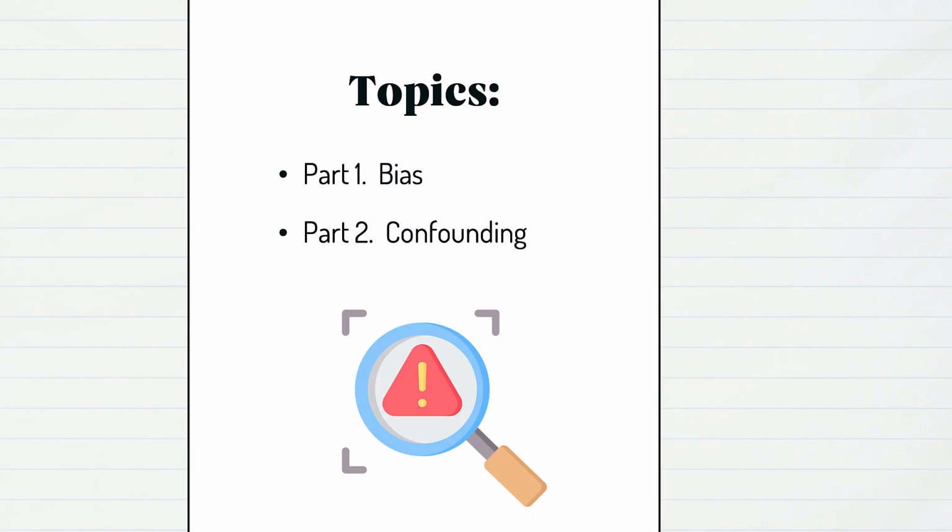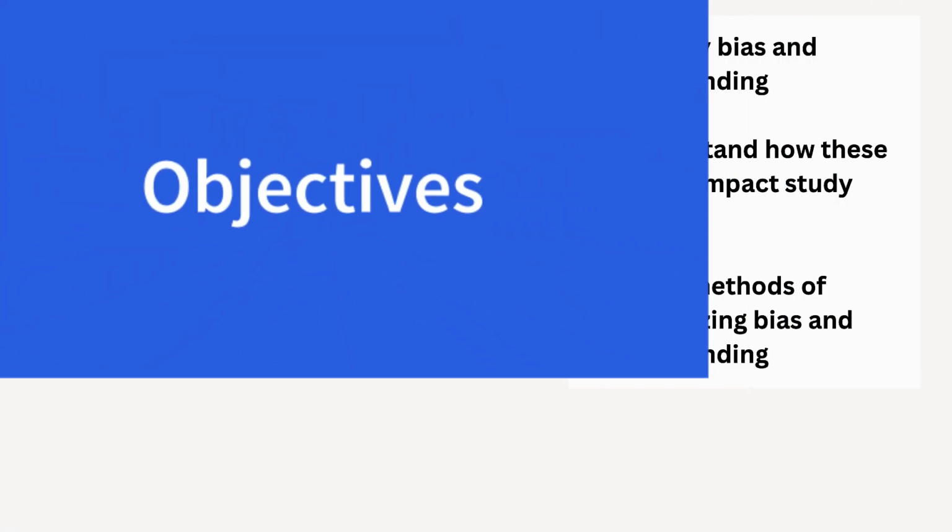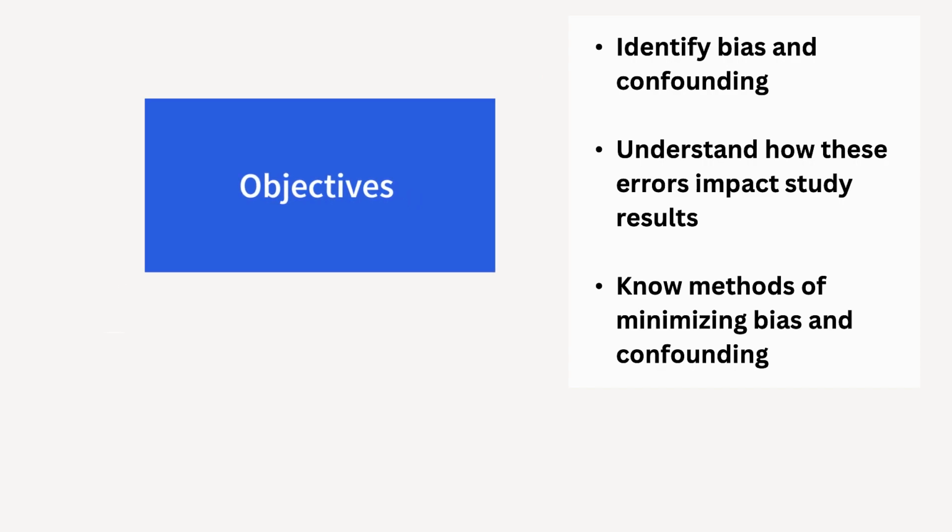This week, we will cover error in epidemiological studies, so things that can go wrong. The first category of errors we'll discuss is bias, and the second is confounding. By the end of this module, you should be able to identify bias and confounding, understand how these errors impact study results, and know methods of minimizing bias and confounding.